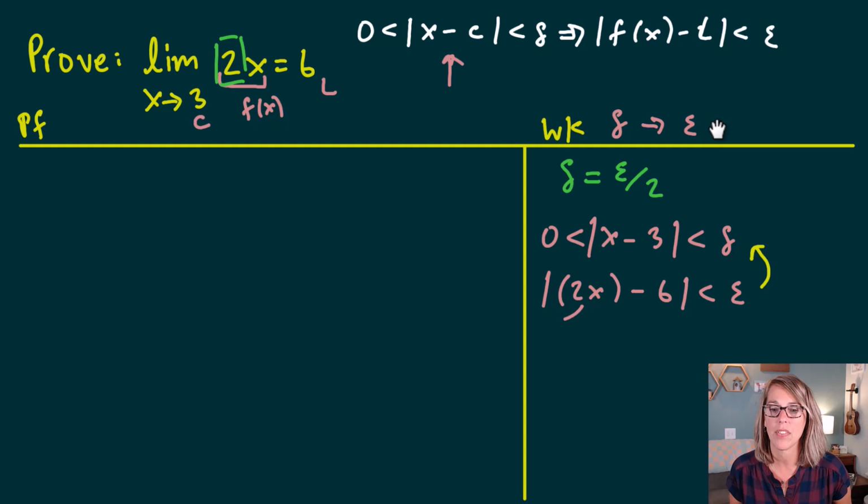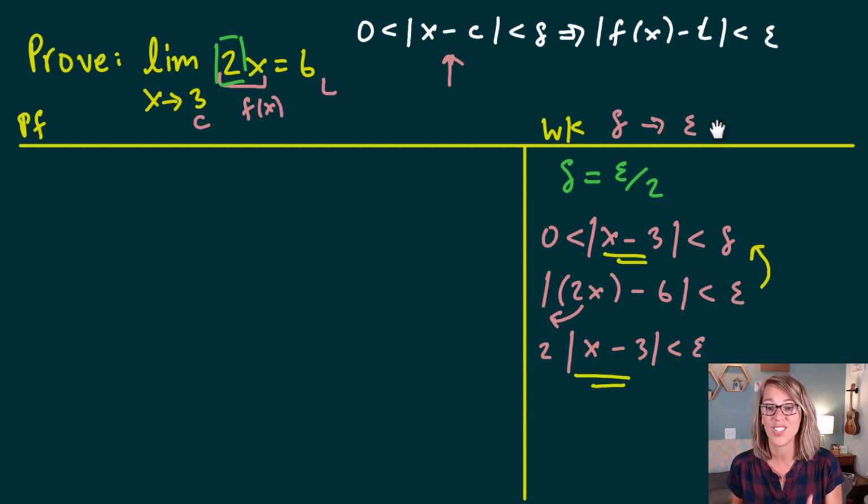Doing just a little bit of math here, I can pull the 2 out in front of my epsilon statement. So 2 times absolute value x minus 3, perfect, is less than epsilon. And this right here is delta. So I'm ready to do my proof. So here comes my proof.